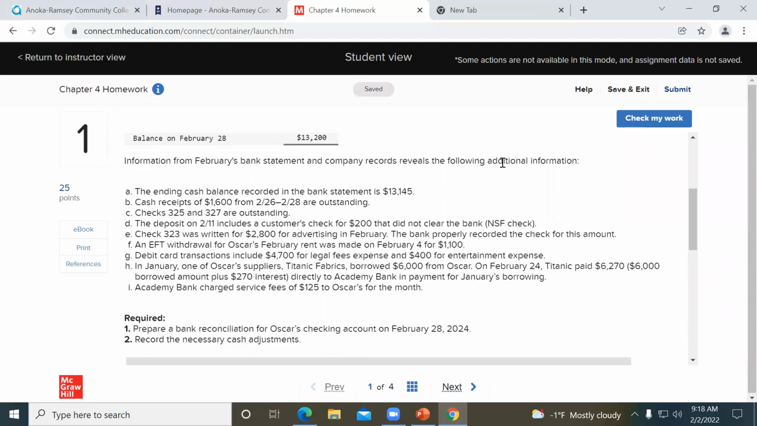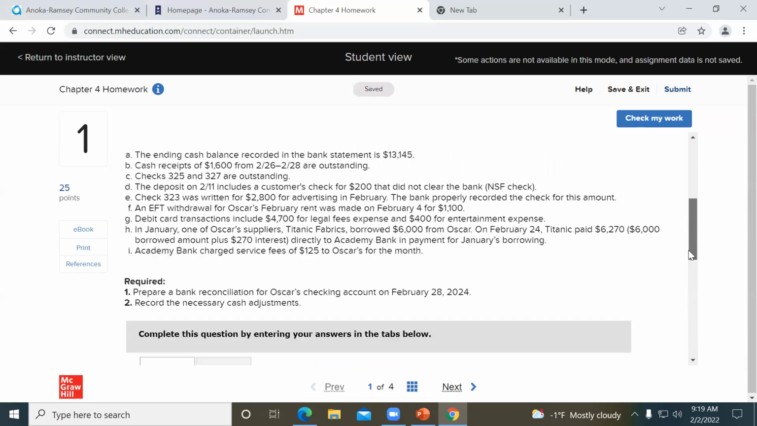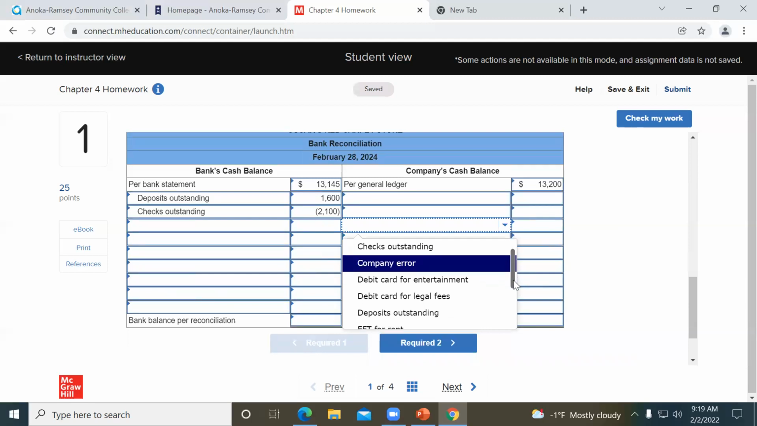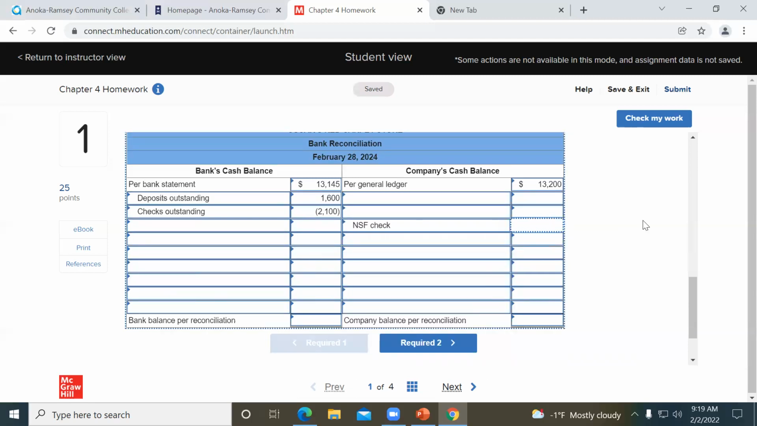Next, the deposit on February 11th includes a customer's check for $200 that did not clear the bank. What does that mean? Where do we show items related to NSFs? On the company side. As a negative. So $200, we're going to have to subtract. NSFs minus $200, right? Yeah.